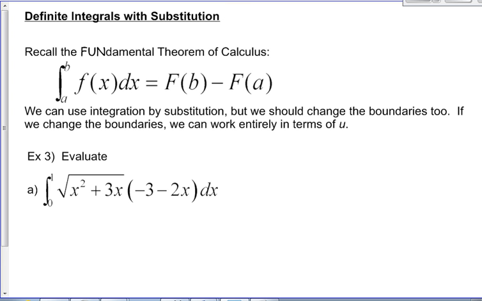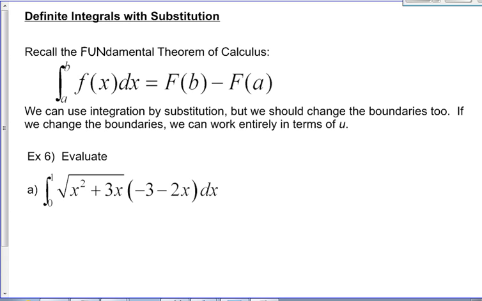Okay, the last thing we'll look at is definite integrals with substitution. We'll use pretty much the same approach, but we need to recall the fundamental theorem of calculus that says the integral from a to b is just the antiderivative at b minus the antiderivative at a. So when we use integration by substitution, we need to change the boundaries, those a's and b's as well, so that they reflect the fact that now we're working in u instead of x. And if we change the boundaries, then we can work entirely in terms of u. Now, you can do it differently and come back to x, but it makes things more difficult. So try it this way, and I think in the long run you'll save yourself some pain.